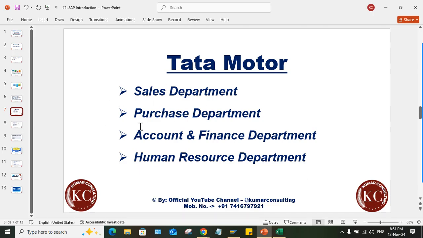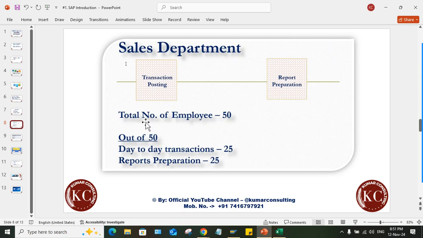Take the example of any department, whether sales, purchase, or finance and accounts, whatever it is. Here I have quoted the example of the sales department, right? Let's assume that this particular organization, Tata Motors, is not using any ERP. ERP means what? Software. So in case Tata Motors is not using any ERP, then what will happen? See, I'll tell you guys here.